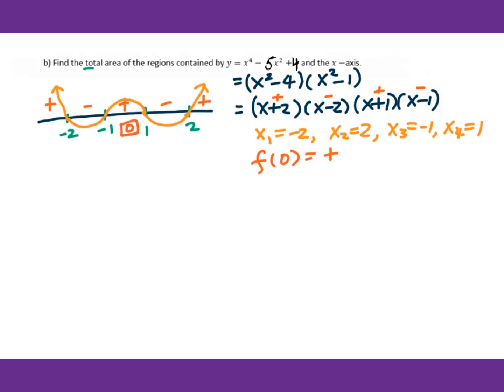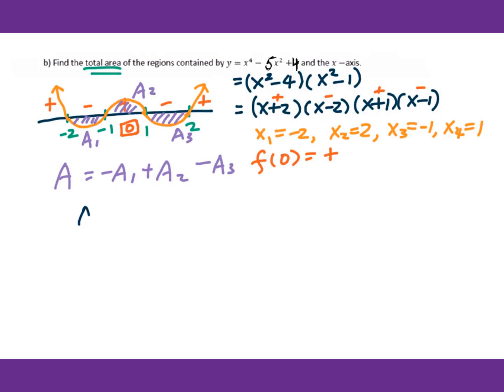We're looking for the total area, which means these three areas we add together. We label here's A1, A2, A3. So total area equals negative A1 plus A2 minus A3. Remember, the definite integral below the x-axis is negative.